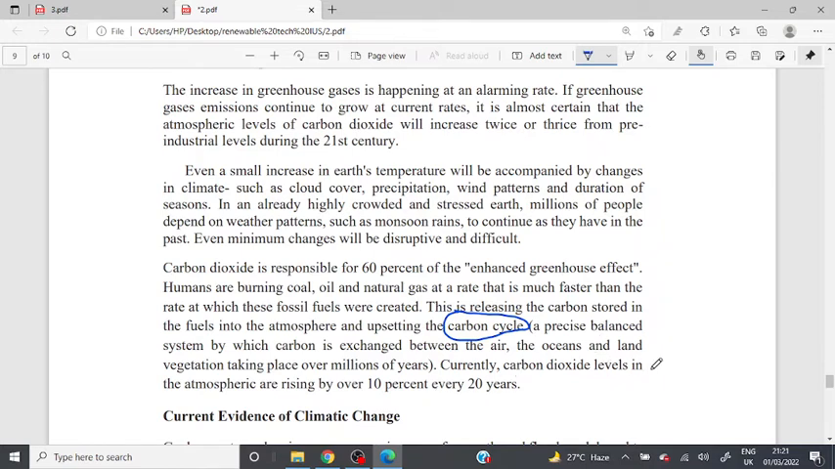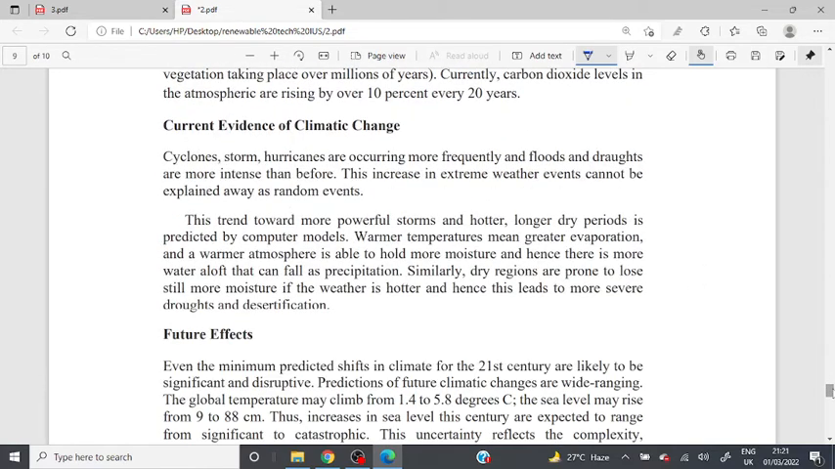Currently, carbon dioxide levels in the atmosphere are rising by over 10% every 20 years. Now, this is something really alarming.